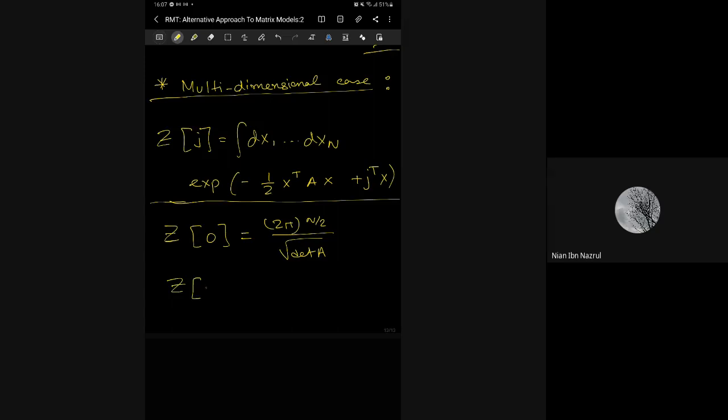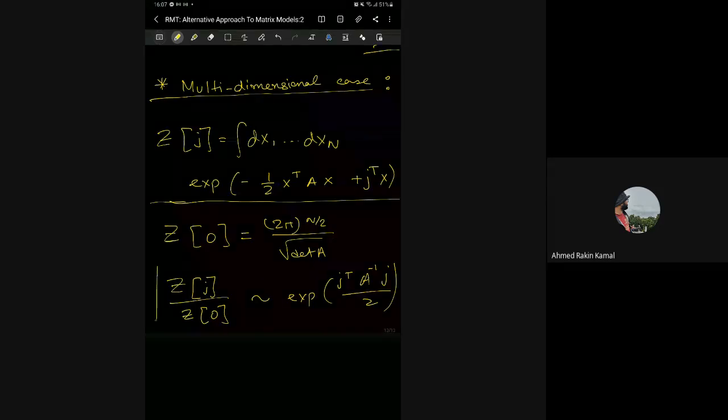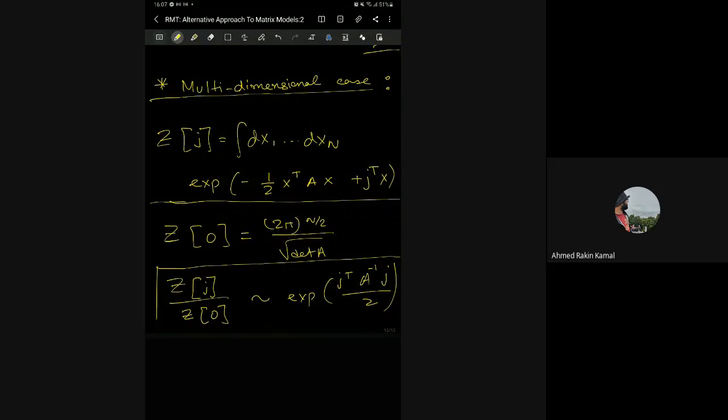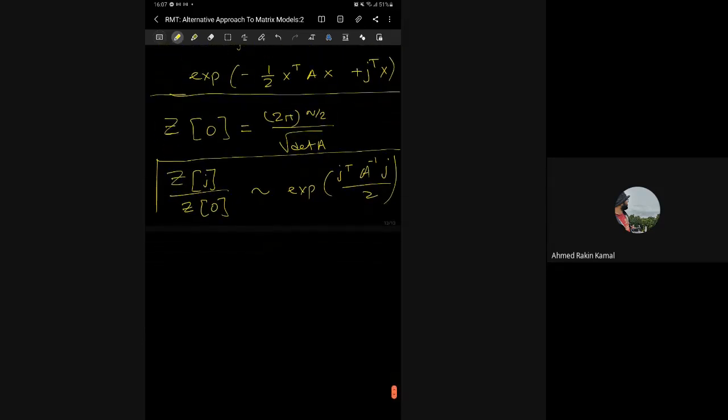শুরুতে e to the power কিছু একটা ছিল, সাথে এটা. So it's like this. e to the power half j transpose A inverse j. ওকে, মানে J ট্রান্সপোজ A ইনভার্স J ওভার 2। সো আমি যদি ডিভাইড করে দিই তাহলে তো এগুলা কাটাকাটি চলে যায়। So we have this number. So let's now compute expectation values or correlation functions.